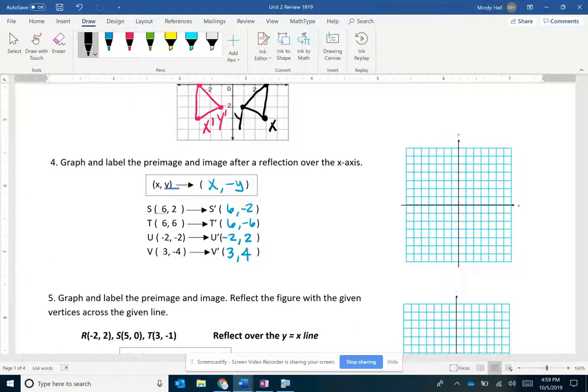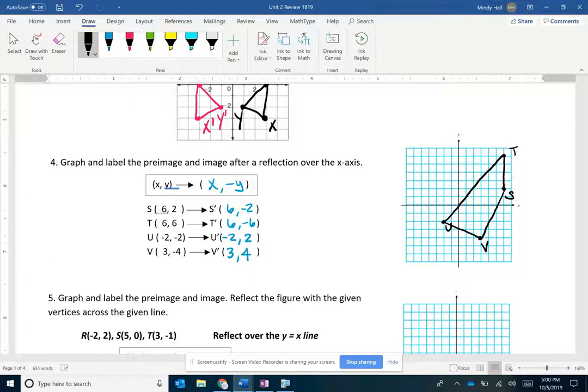So then we're going to graph these both on the same graph and label. So we have S at 6, 2. T is at 6, 6. U is at -2, -2. And V is at 3, -4. So it looks like we have a quadrilateral, and it doesn't look like it's a trapezoid.